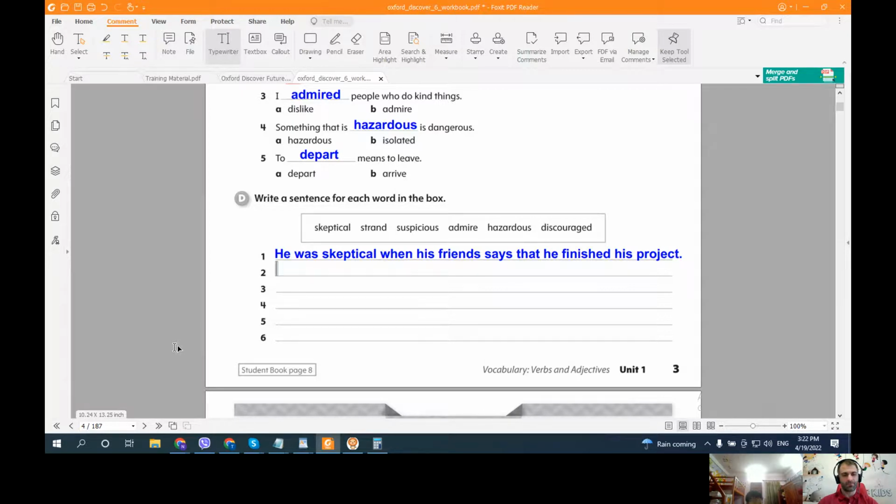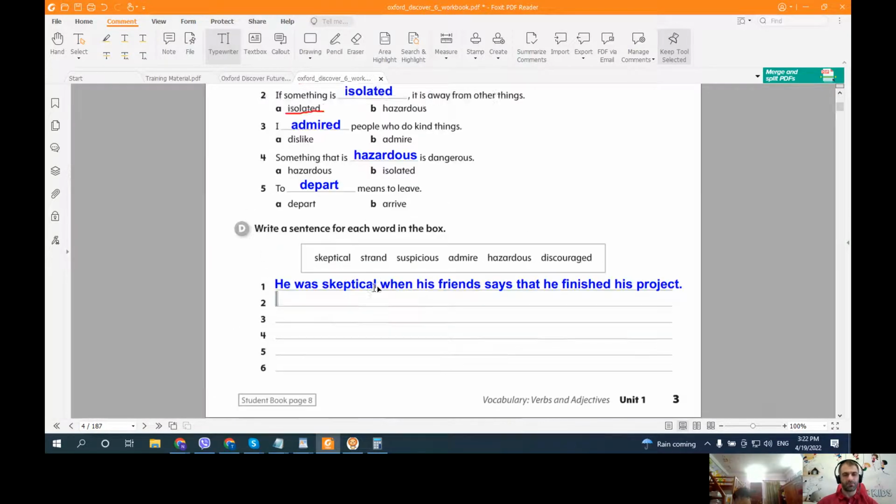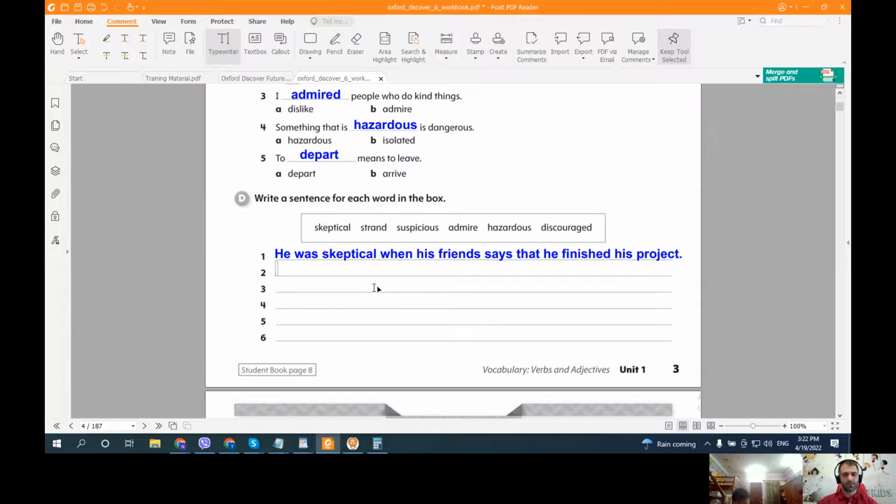I don't know how to make one. Okay, what can we use strand for, for example? Or let's go with number 3. Maybe it's a little bit hard. Suspicious. Can you make a sentence with the word suspicious? There are a group of people who are suspicious near the bank. Okay, suspicious people.